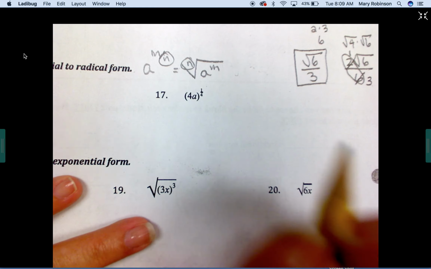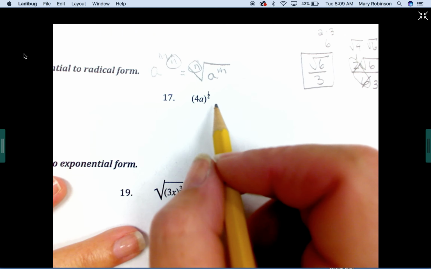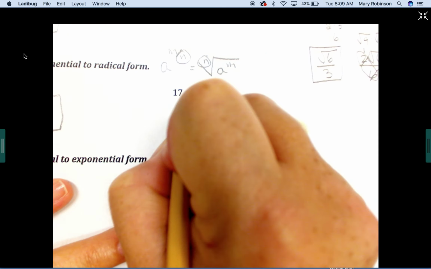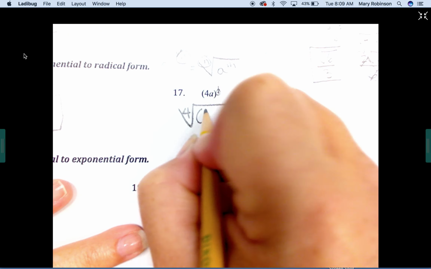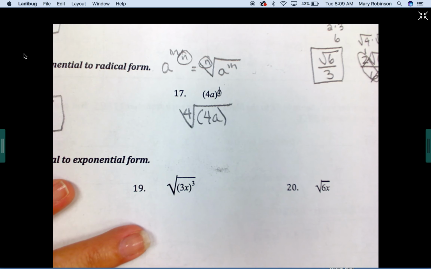For number 17, I have 4a to the 1/4. Again, my denominator is my index, so this is the fourth root of 4a. Put parentheses just to be safe, although this is to the understood first power.